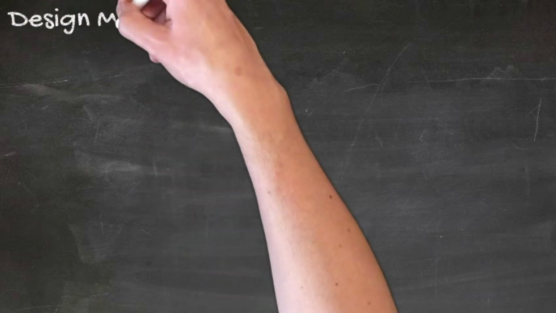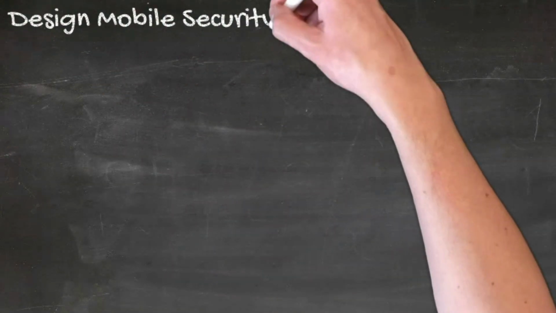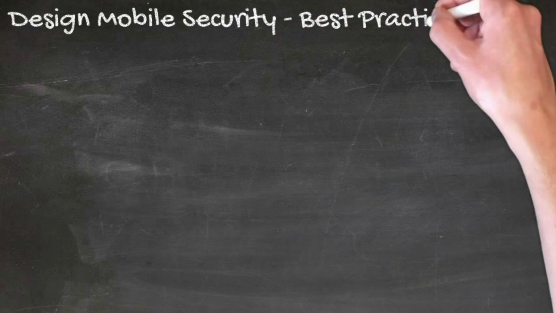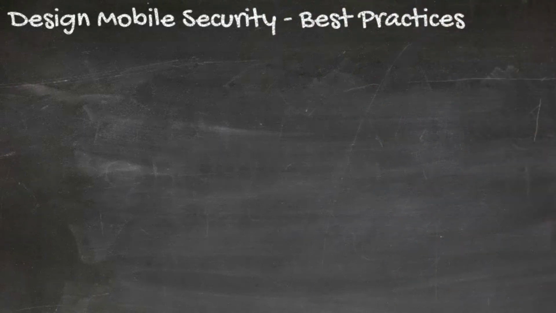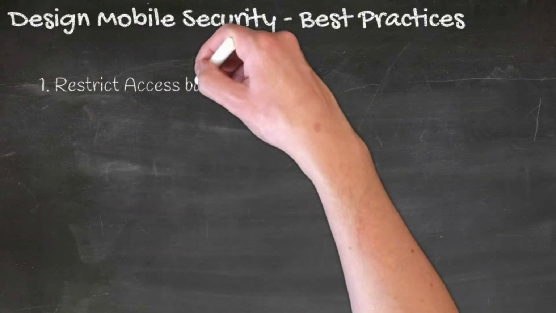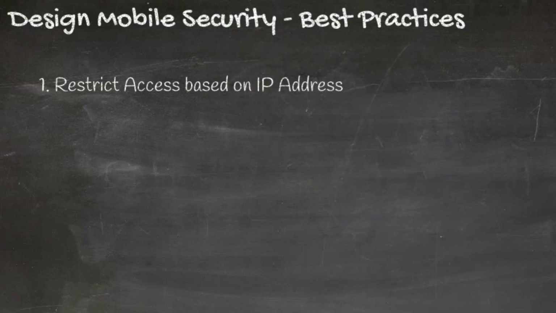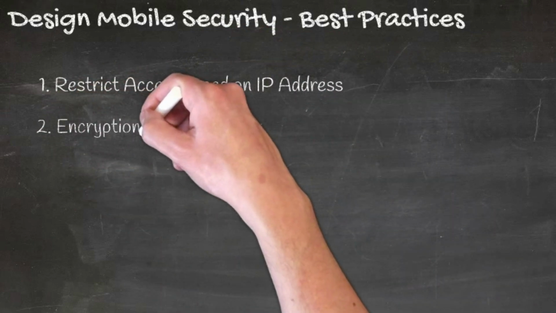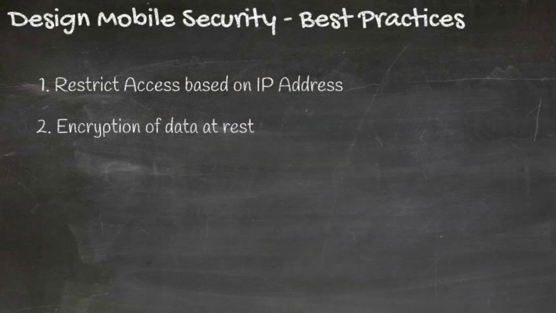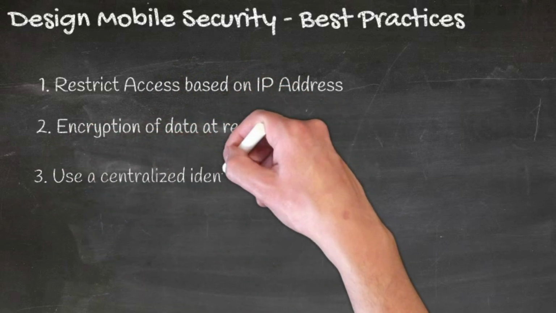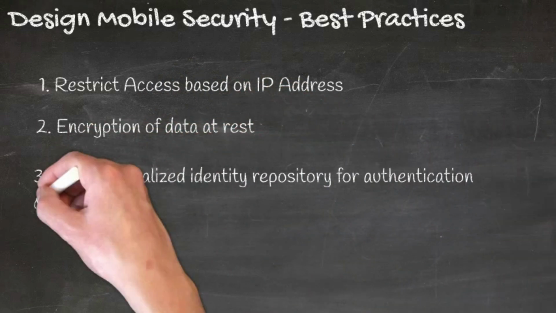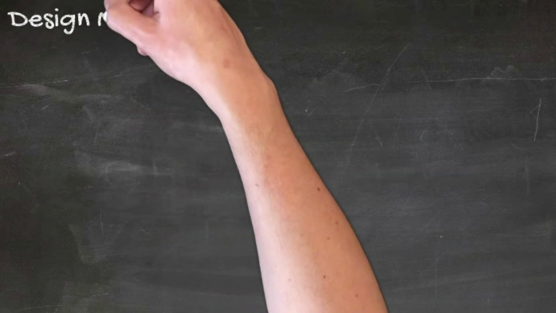Let's discuss the topic: design mobile security best practices as defined and outlined by Microsoft Azure. Here we will discuss, first, restrict access based on IP address. Second, encryption of data at rest. Third, use a centralized identity repository for authentication and authorization.